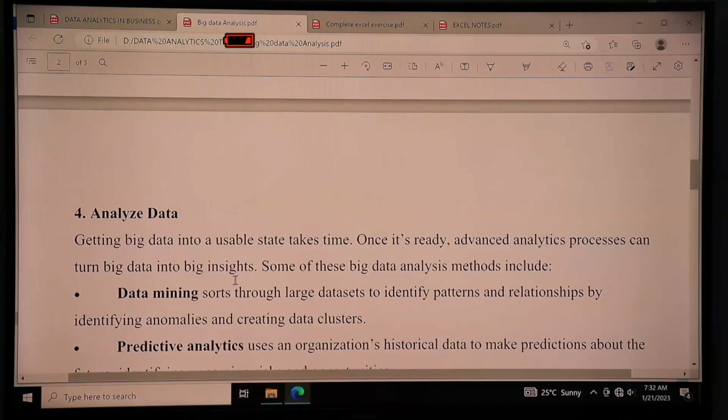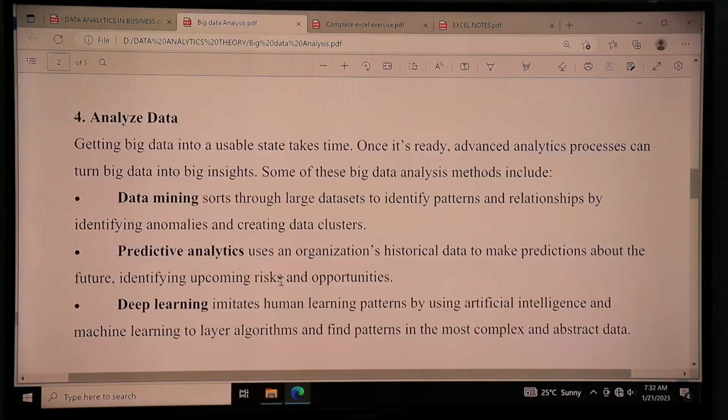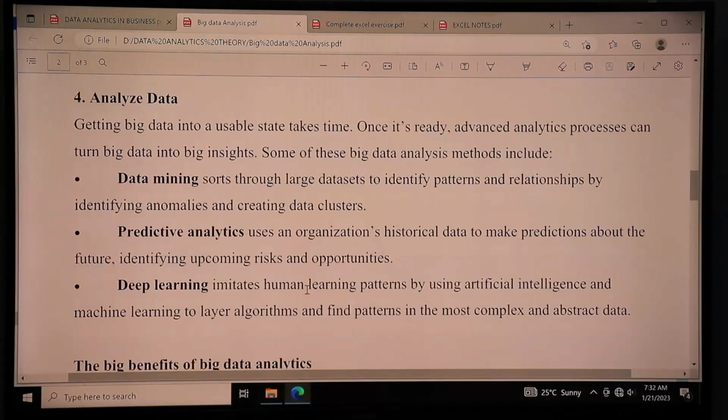Then we have predictive analysis, that will help us to project, that is, have the data, and you project about the future, identifying upcoming events and opportunities. Then deep learning, which imitates human learning patterns, using artificial intelligence, machine learning, and other tools that will help us to improve our business intelligence. So all these involve data analysis.